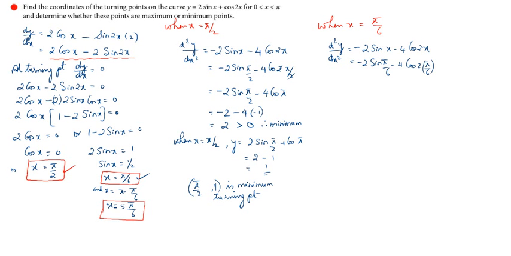So this is equal to minus 2 sine pi by 6, and sine 30 is 1 by 2, minus 4 cos 2 pi by 6, which gets cancelled to pi by 3. Pi by 3 means 60, so cos 60 is 1 by 2. So this is equal to minus 1 minus 2, which is minus 3, less than 0. If d squared y by dx squared is less than 0, it is a maximum. Therefore, maximum.